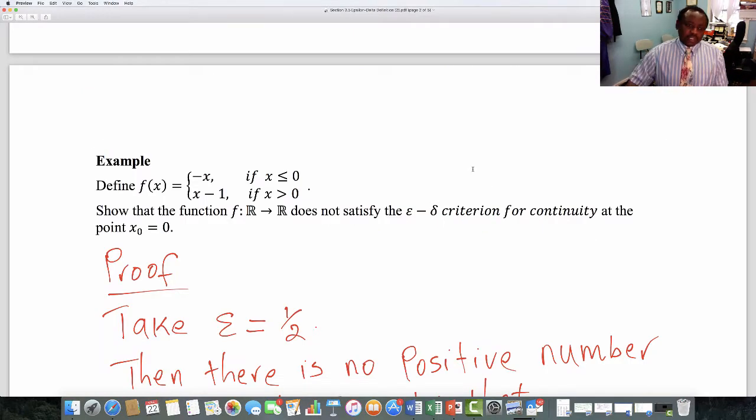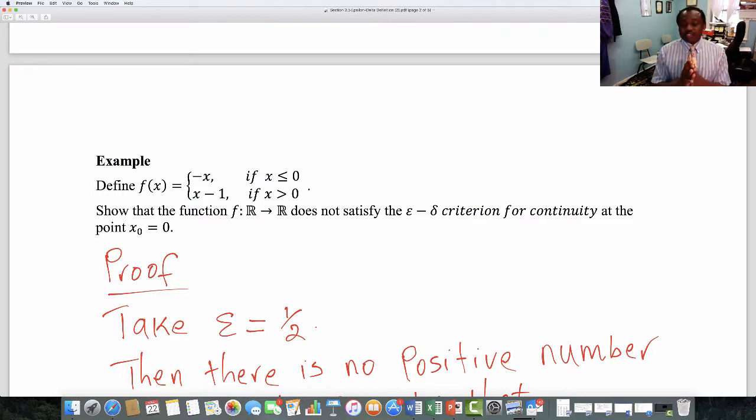Another example. Define the function f from the domain R to the codomain R as follows. f of x equals negative x if x is less than or equal to 0, and x minus 1 if x is greater than 0. I want you to use the Epsilon-Delta Criterion for continuity to prove that the function f is not continuous at the point x naught equals 0.